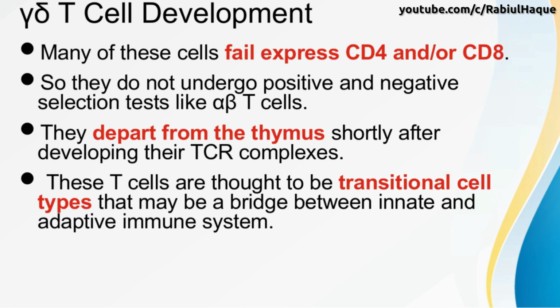Many of these cells will fail to express CD4 and/or CD8, so they will not undergo positive and negative selection tests like the typical alpha beta T cells. They will depart from the thymus shortly after developing their T cell receptor complexes. So what are the roles of these gamma delta T cells? These T cells are thought to be transitional cell types that may be a bridge between innate and adaptive immune system.